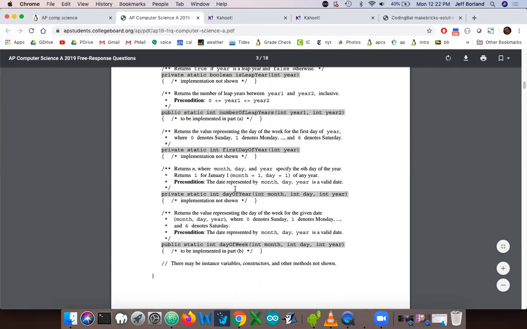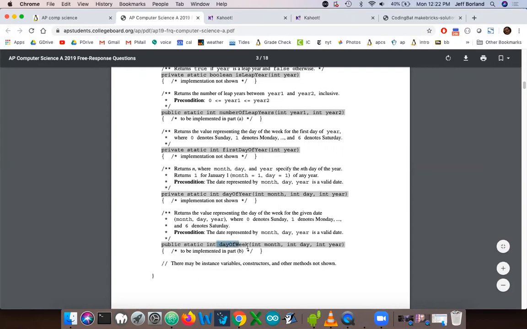And then day of year, if you give it a particular date, it'll tell you what the day of the year is. It returns 1 for January 1st and the nth day of the year. So in a normal year, if it returned 365, we must have given it December 31st, because that's the 365th day of the year.